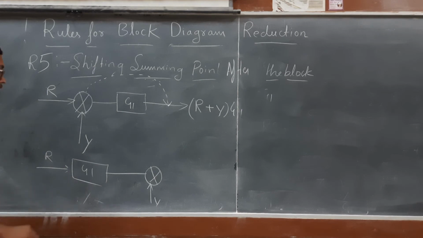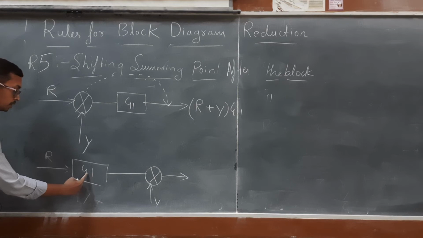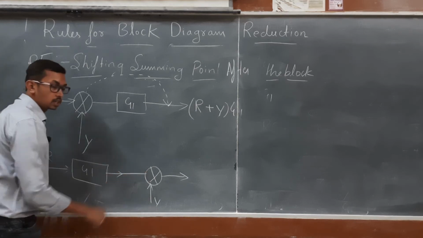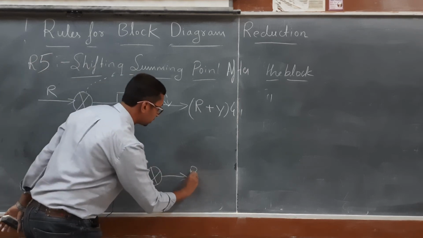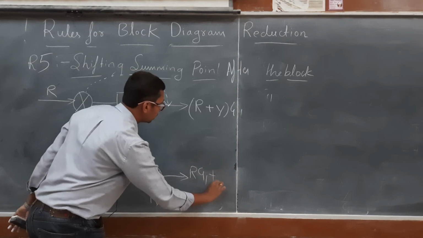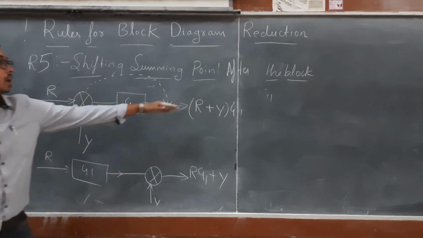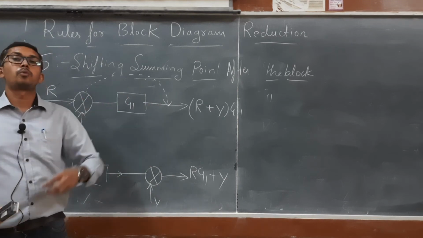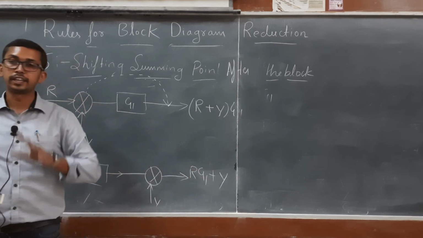Now what is the output from this? R is getting multiplied with G1, so the output from this will be RG1. Then there is a summing point, RG1 plus Y. So the output will be RG1 plus Y. See, after shifting the summing point after the block, the output has been changed. So now we need to add some modification. Even after shifting, the output should remain the same.